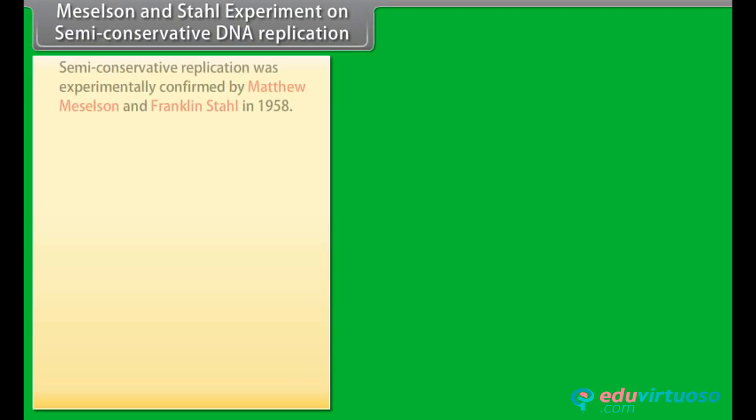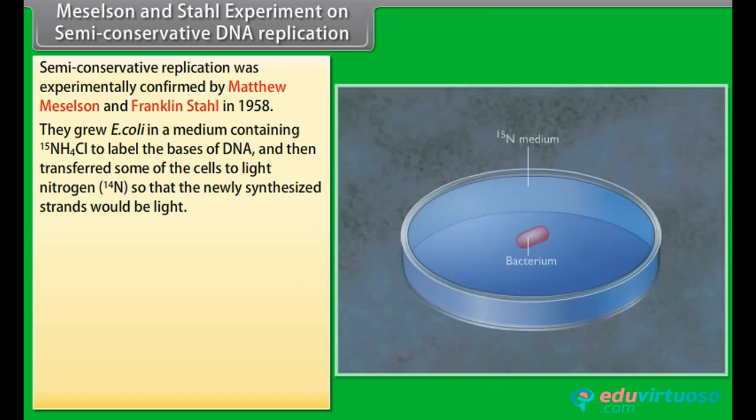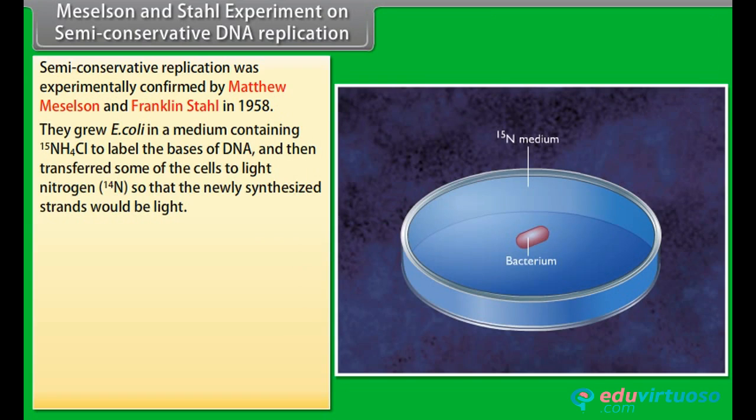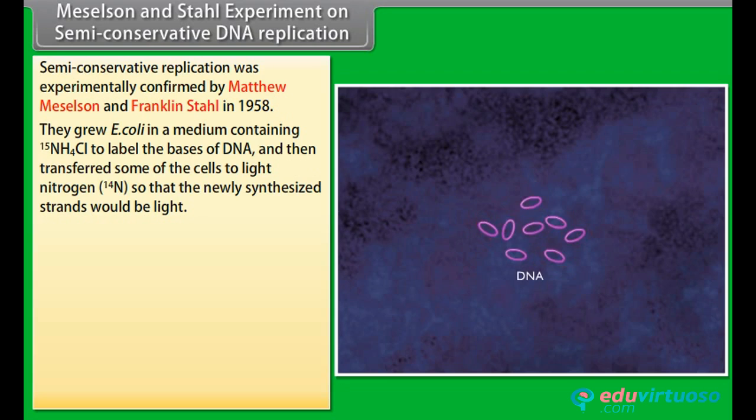Meselson-Stahl experiment on semi-conservative DNA replication. Semi-conservative replication was experimentally confirmed by Matthew Meselson and Franklin Stahl in 1958. They grew E. coli in a medium containing 15NH4Cl to label the bases of DNA and then transferred some of the cells to light nitrogen, 14N, so that the newly synthesized strands would be light.